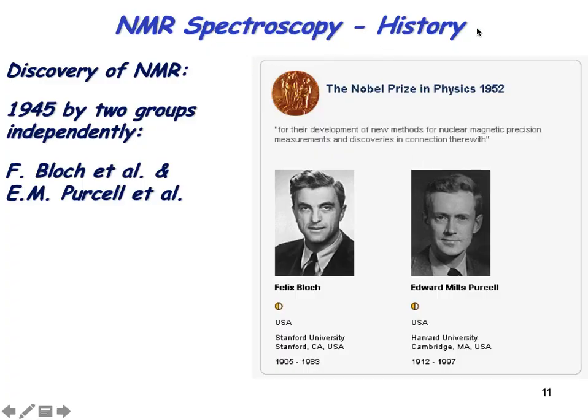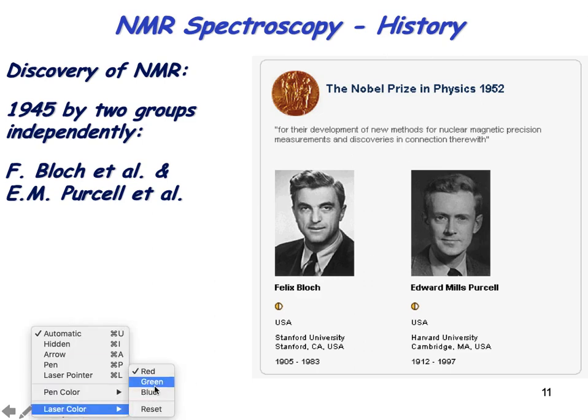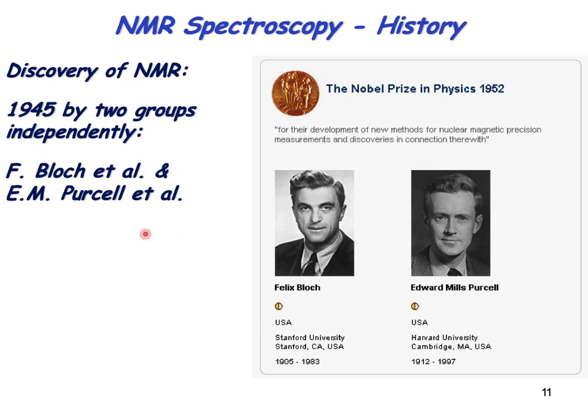So on the history of NMR spectroscopy, you can see NMR spectroscopy also has importance in scientific history. These two scientists, Felix Bloch and Edward Mills Purcell, got the Nobel Prize in the field of nuclear magnetic resonance spectroscopy. They received the Nobel Prize in Physics in 1952 for their development of new methods for nuclear magnetic precision measurement and discoveries in connection therewith.